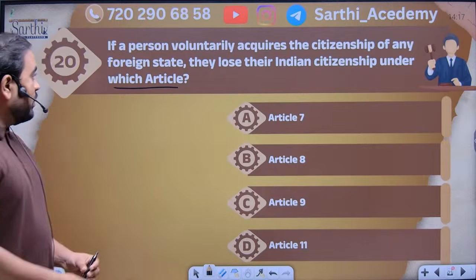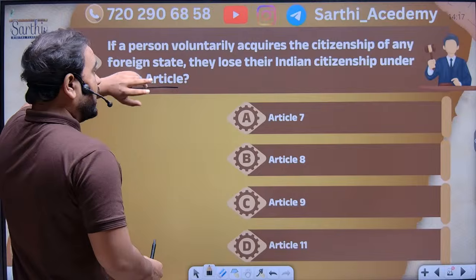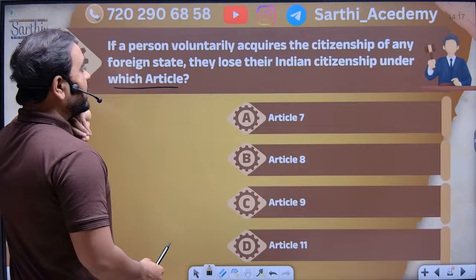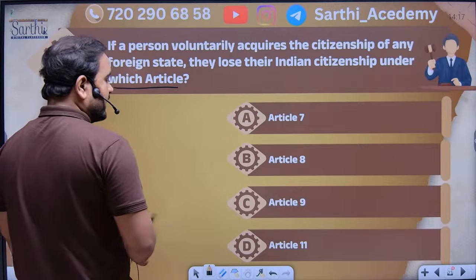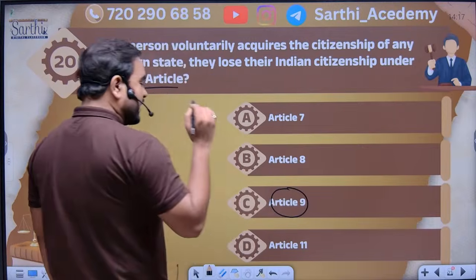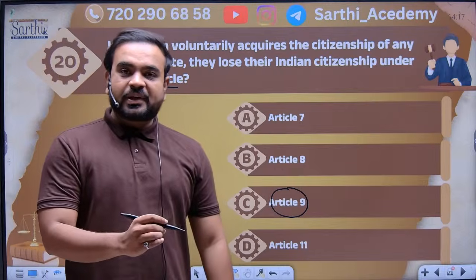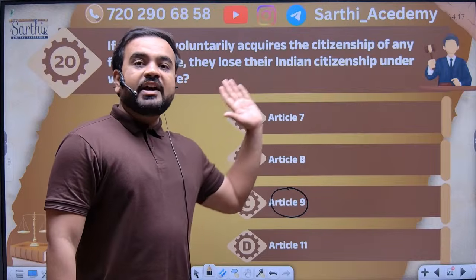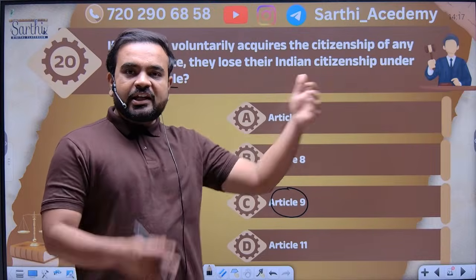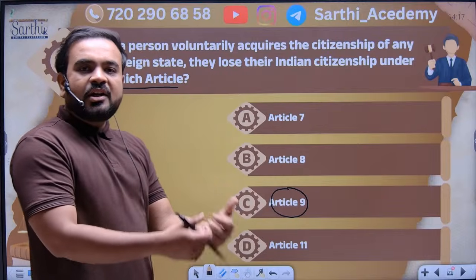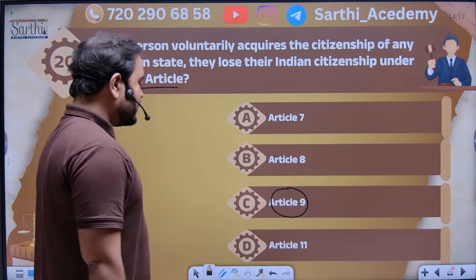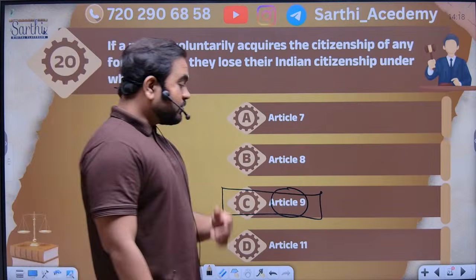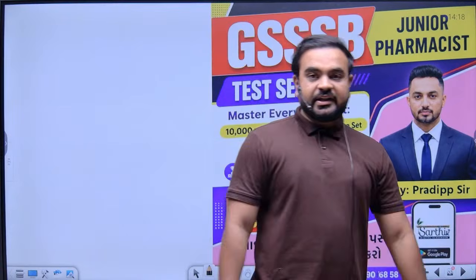Okay, the article related to this: if you are taking citizenship of a foreign country, Indian citizenship will cease, and that is written in article number 9. Why? Because article 9 talks about single citizenship, and if you acquire foreign citizenship, automatically Indian citizenship will be terminated. That is why article number 9, not article 8. Many students were giving article 8, but it is article 9.